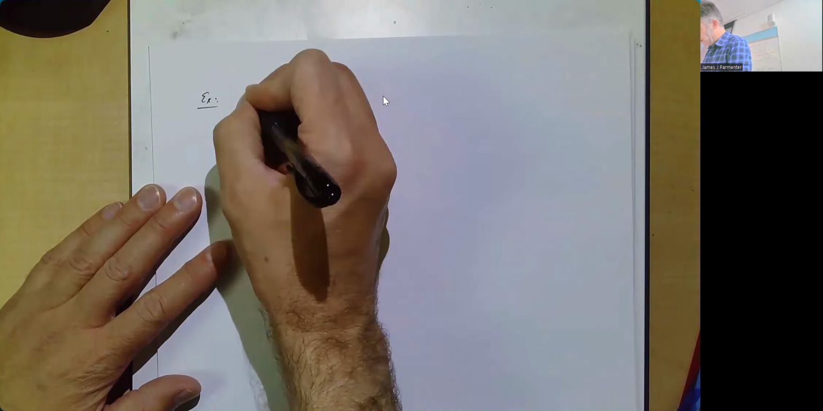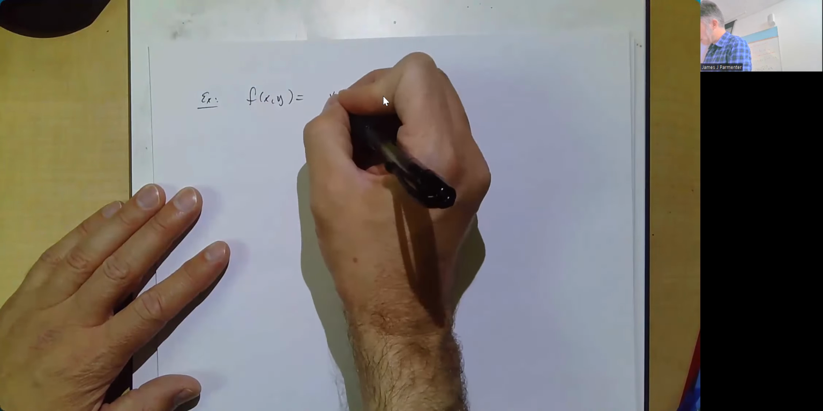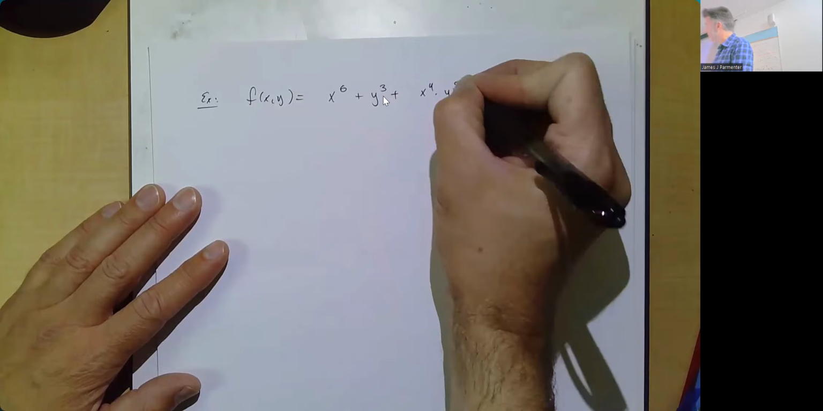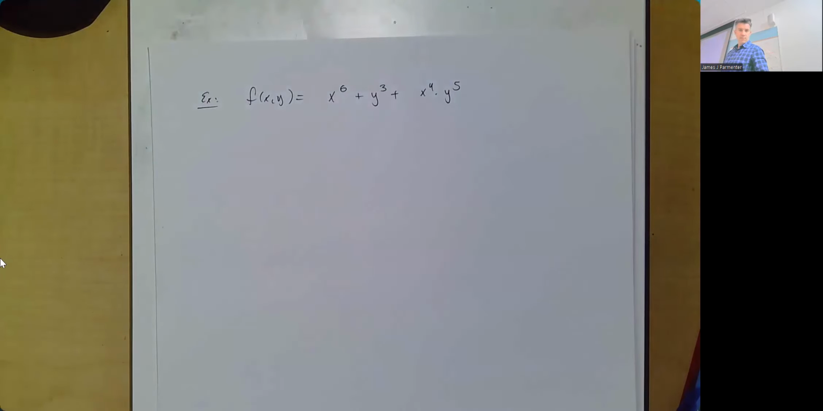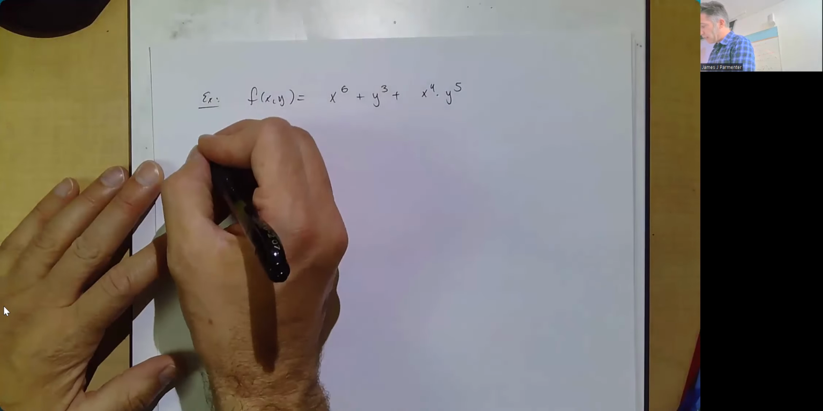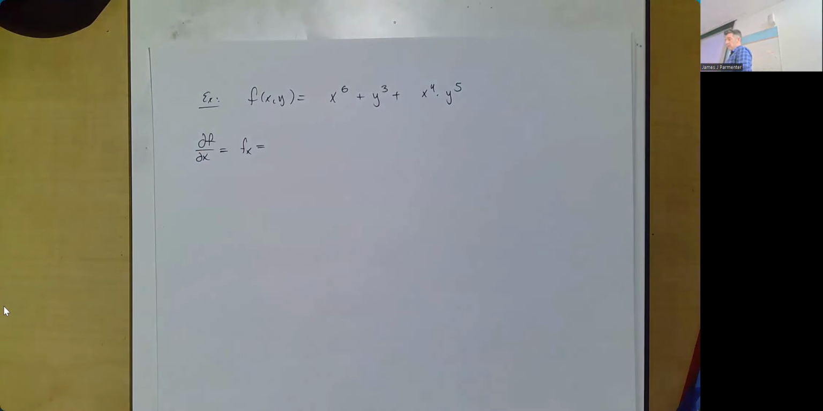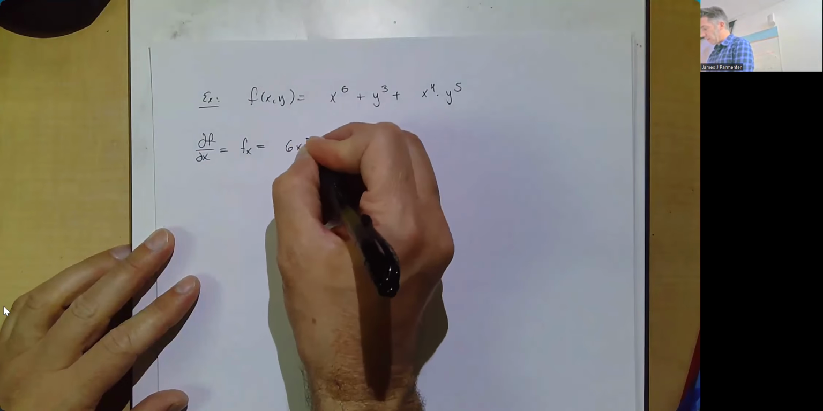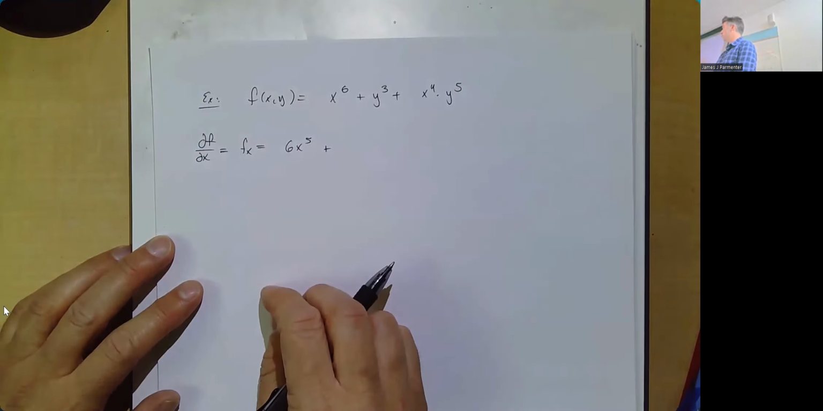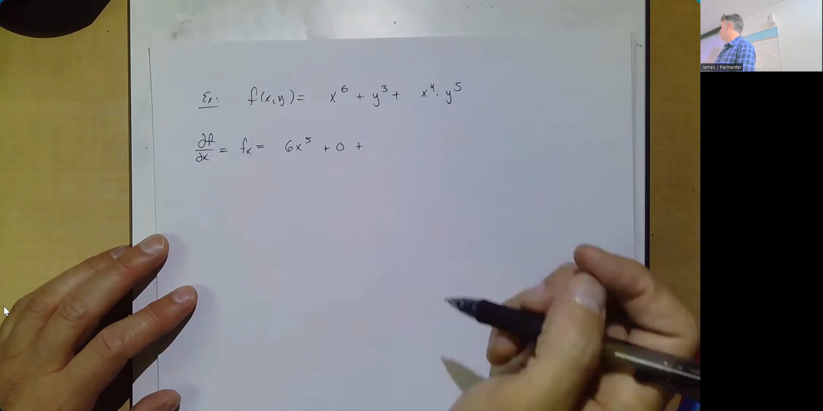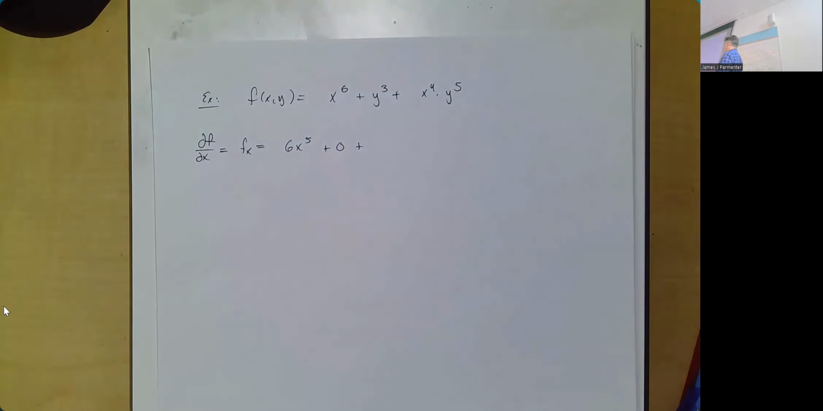So let's look at something not too terrible, like f of x, y equal to x to the 6th plus y to the 3rd plus x to the 4th times y to the 5th. And we're going to find the partial derivatives. I would encourage you to get comfortable using del notation. So the partial with respect to x, del f del x, or fx. I'm treating y like a constant. The derivative of x to the 6th is 6x to the 5th. The derivative of y to the 3rd is what? 0. And now you have x to the 4th times y to the 5th, which is a function times a constant. Constant multiples hang out, as I like to say, right?